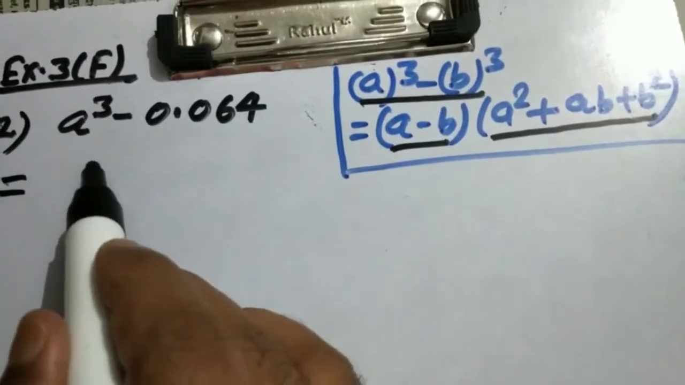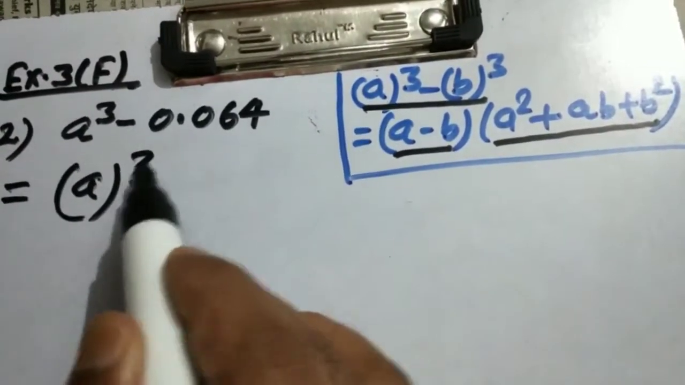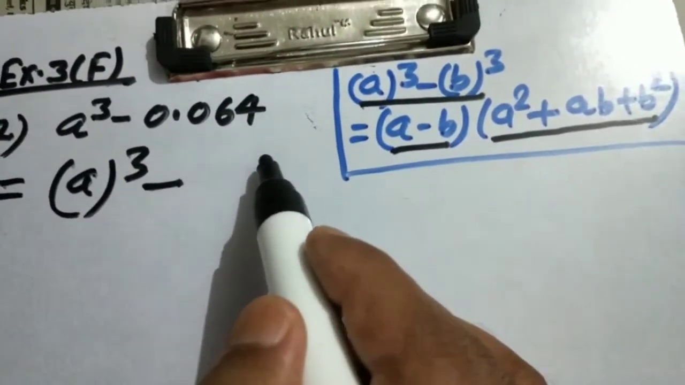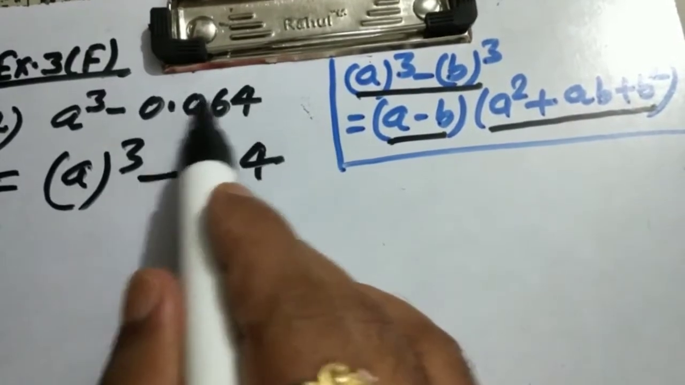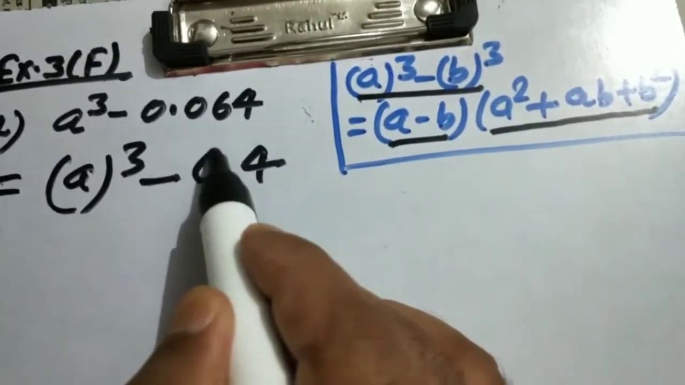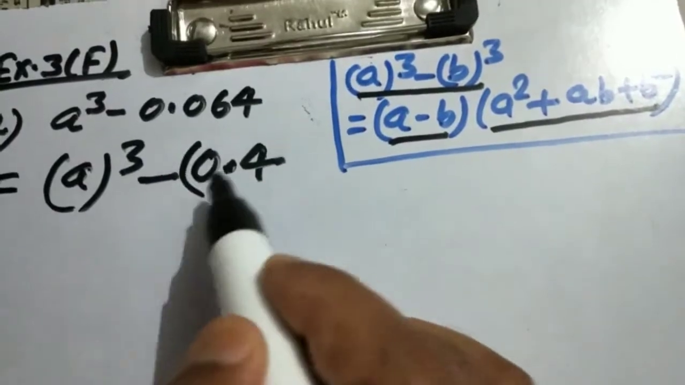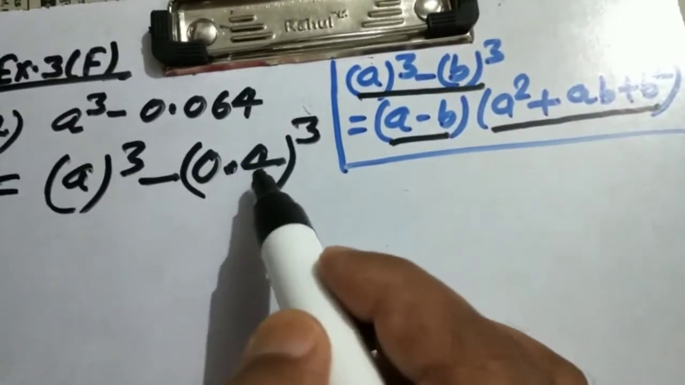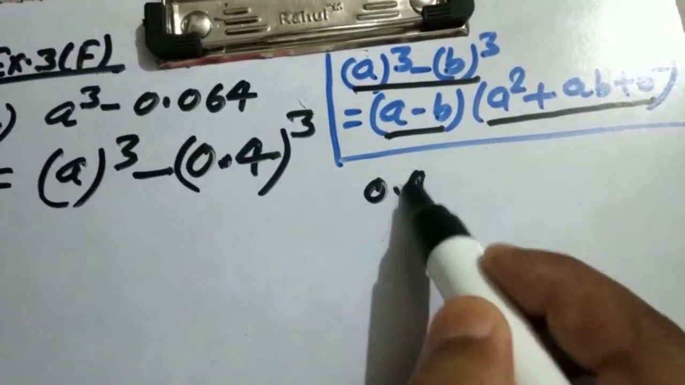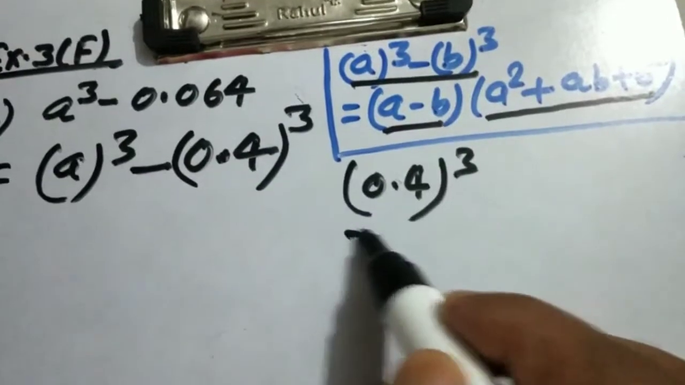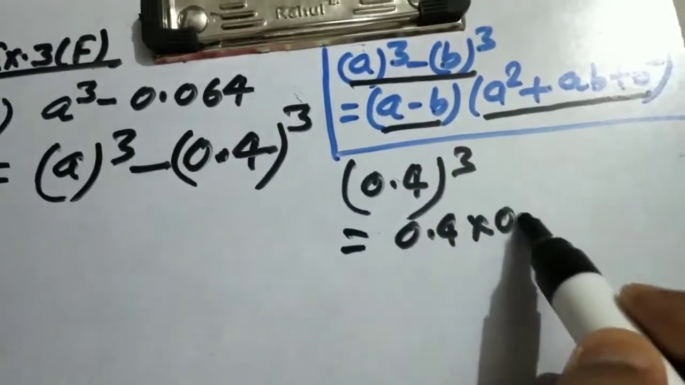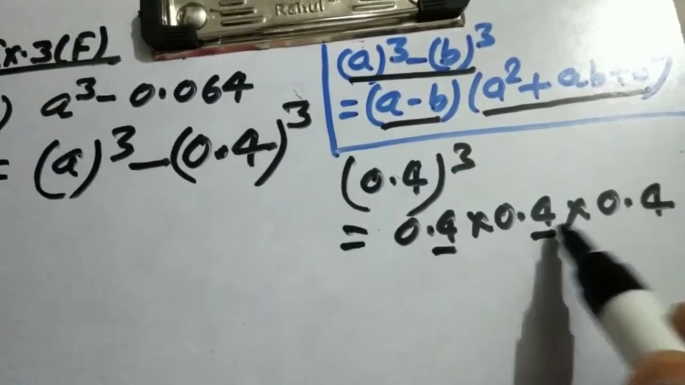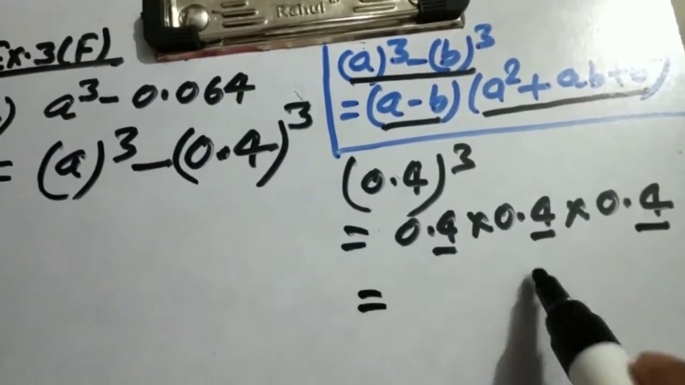A cube can be written as a the whole cube, and we know that 64 is the cube of 4. So write here 4, and after the decimal there are 3 digits, so put 0.4. The 0.064 will be the cube of 0.4, because 0.4 multiplied with 0.4 and again with 0.4, we just multiply 4 times 4 times 4, which will be equal to 64.